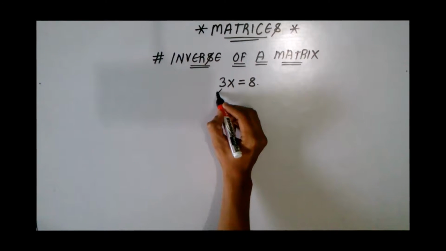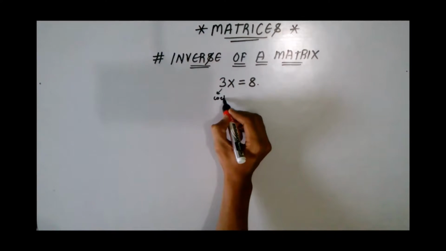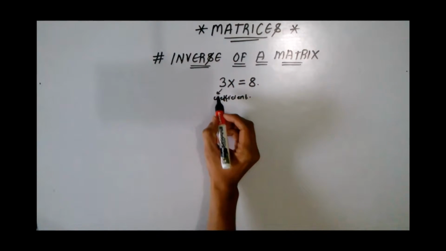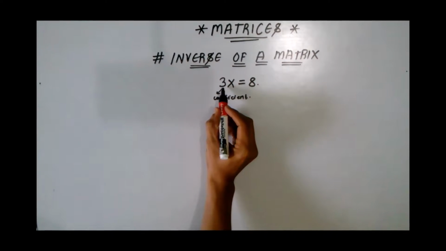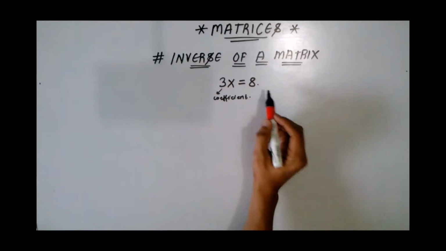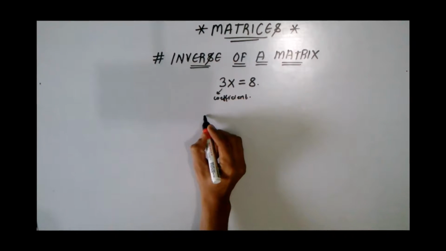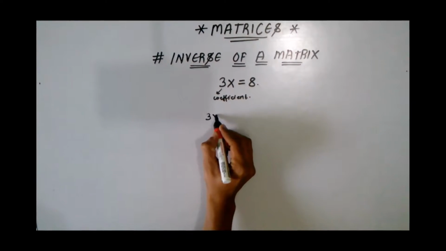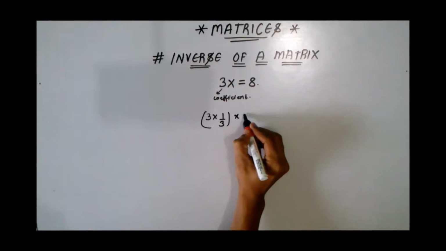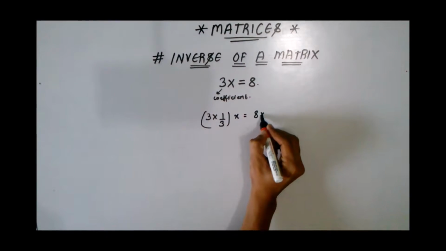Here, the coefficient of x is 3. So, in order to find the value of x, what do we do? We multiply this coefficient of x with the reciprocal of its coefficient on LHS and RHS. So, the resultant equation will be 3 into 1 by 3 into x is equal to 8 into 1 by 3.